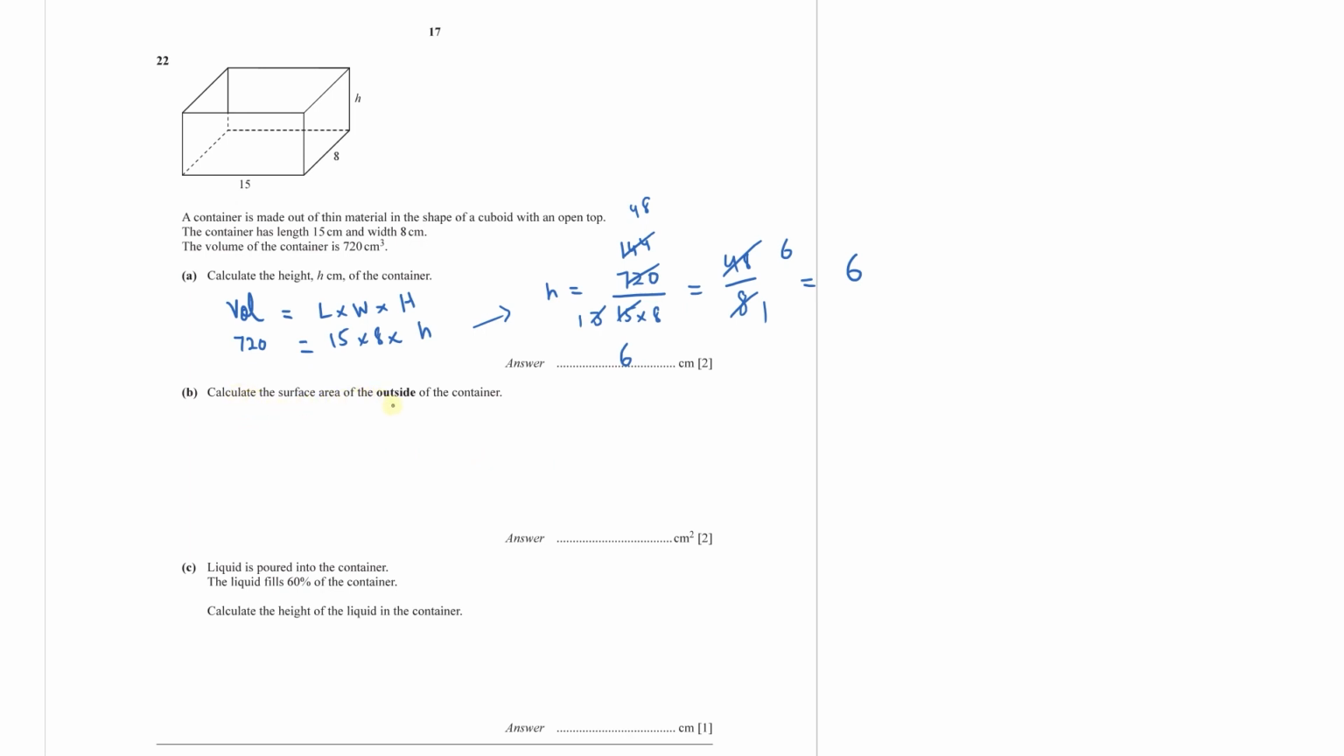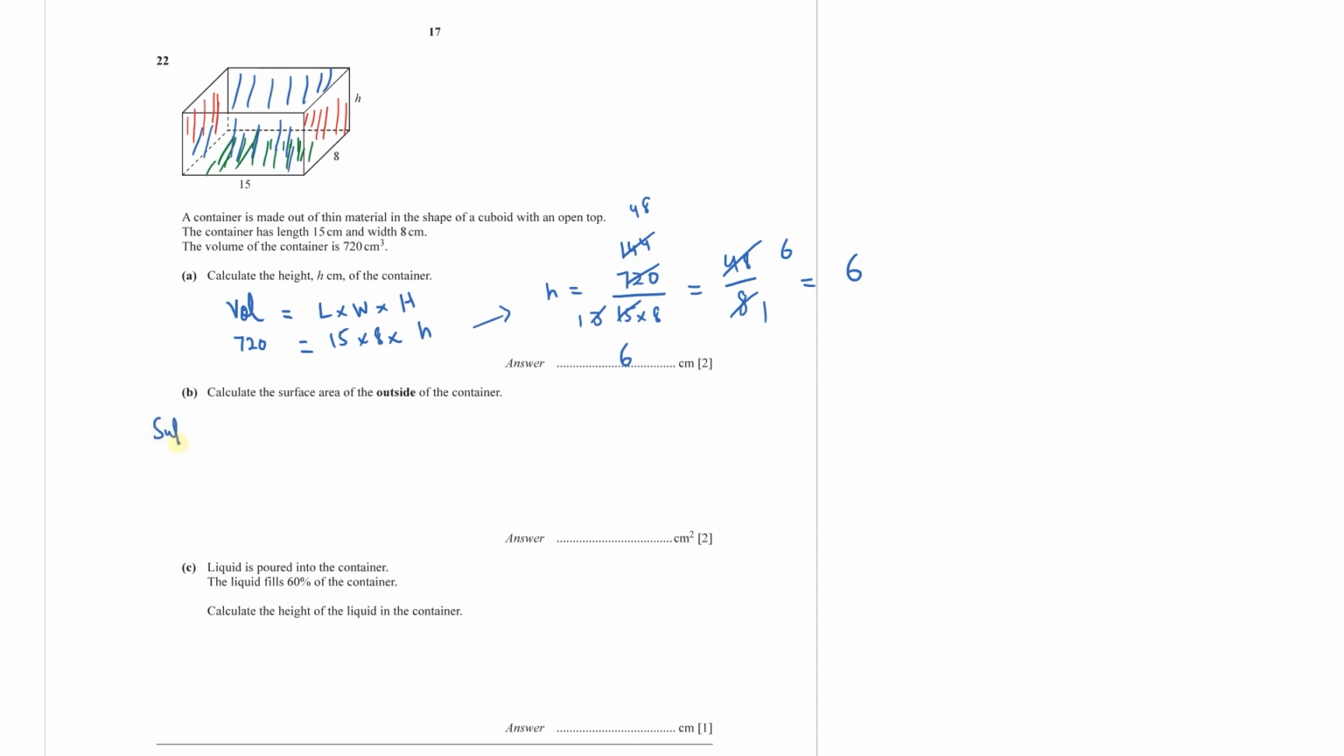Calculate the surface area of the outside of the container. So your surface area would be a pair of sides. So this side here on the right, and then on the left as well. And this green side is the bottom. And then there will be one on the back, this blue side, and then one on the front, this blue side. Remember that the top is open, so that's not included in the surface area.